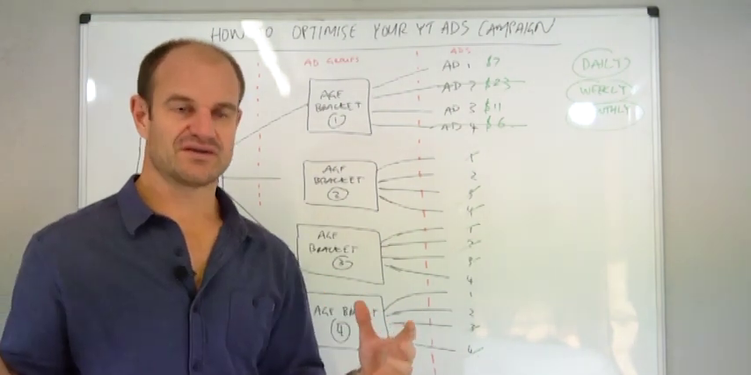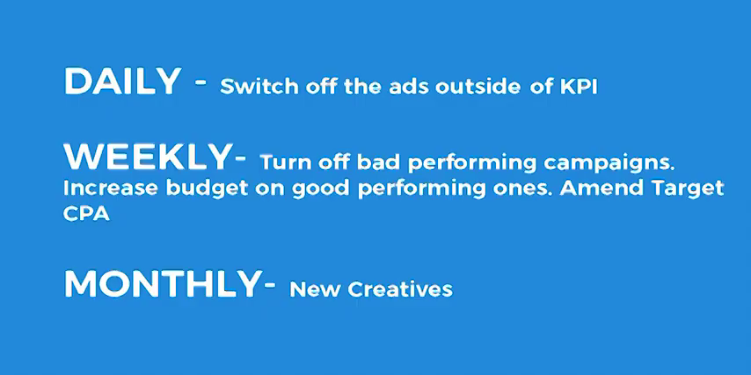I've boiled it all down into probably less than 10 minutes. Daily, switch off the ads based on outside of KPI, and you can be brutal with more than 500 views. Weekly, turn off the campaigns that aren't doing well and increase the budgets on the ones that are doing well, and also amend inside the existing campaigns your target CPA, so you can gradually bring that down. If it stops spending, then gradually lift it up a little bit. You're not going to break anything by doing it here at campaign level.